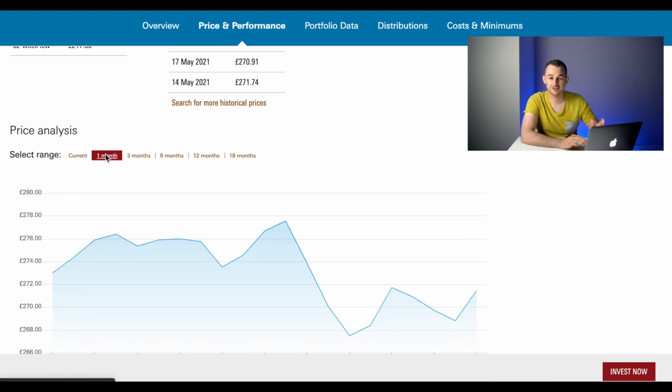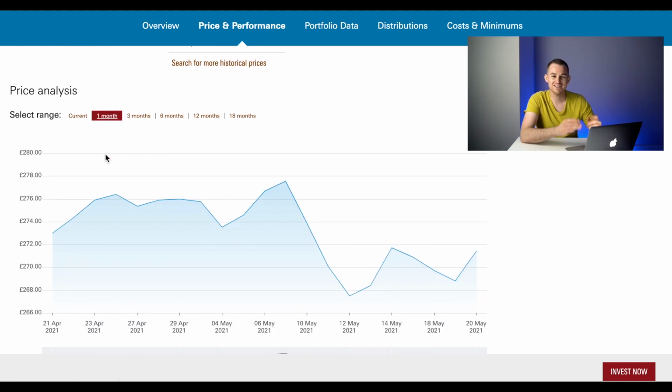We're going to hit over to the 1 month graph. The reason being is I wanted to show you something here. As you can see, over the last month, it has been a rocky ride in the stock market. And you can actually see that if you'd invested on the 21st of April at £273.02, it would now be worth £271.47. So you would have lost money. Now, obviously, that's probably not looking very attractive for you.